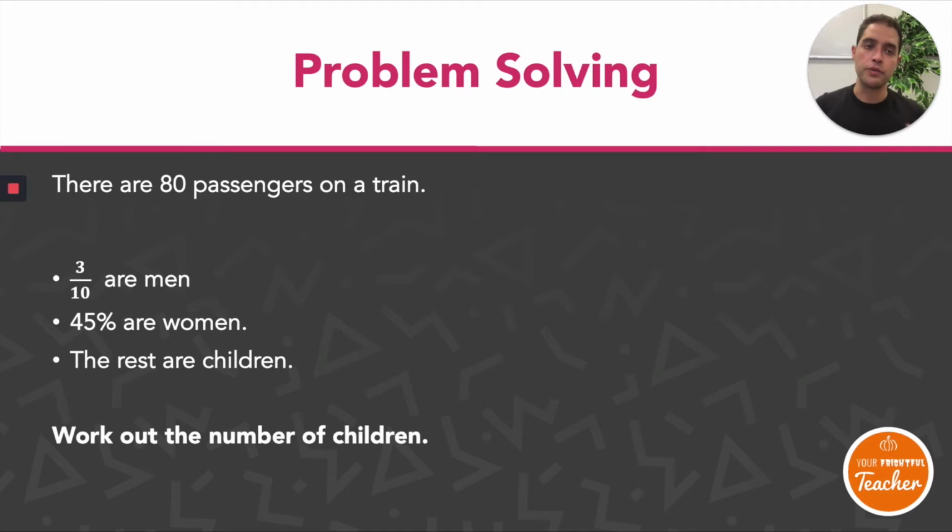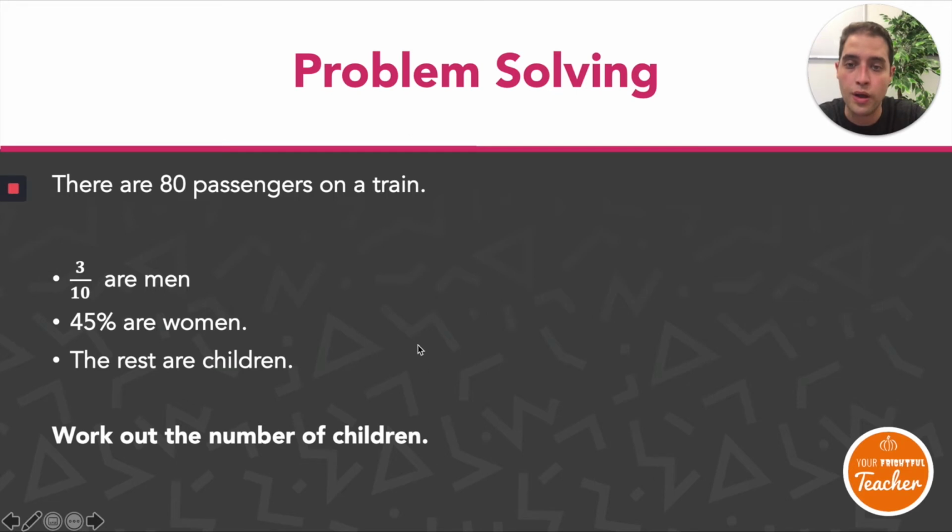Okay, the second problem that we need to work through is: there are 80 passengers on a train. 3/10 are men, 45% are women, and the rest are children. Work out the number of children. So again, the data is given to us within the question. You can highlight it. We know the total value again here, 80 passengers in total. And then it's just presented to us in the data, in a fraction format and a percentage format.